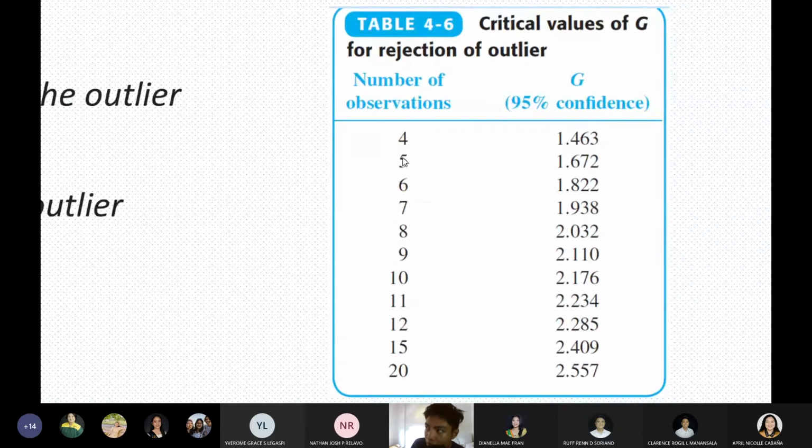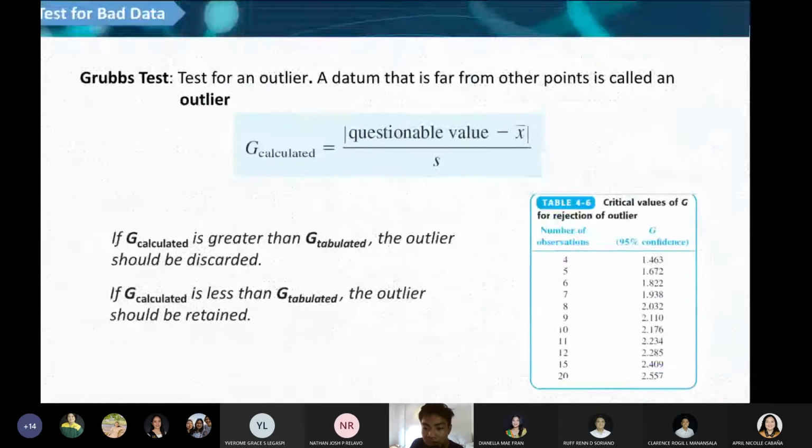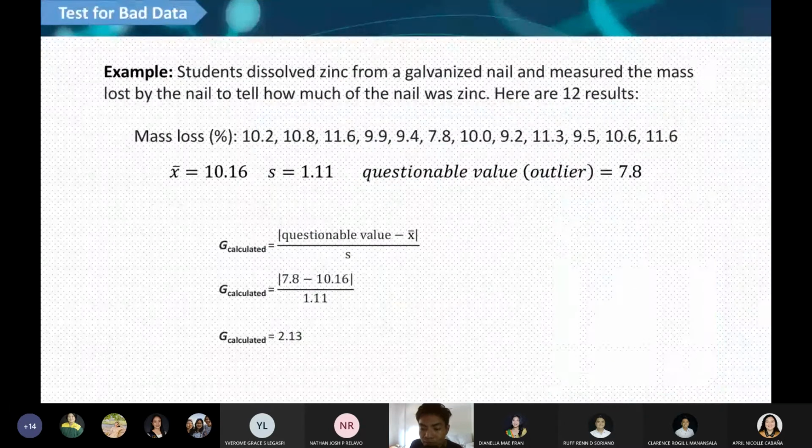So for every number of observations, there is a corresponding G value, okay? For 9 measurements, hanggang dito lang yung pwedeng G. For 12 measurements, hanggang dyan lang yung pwedeng value for G, okay? So ganun. Pag lumagpas dito, outlier na agad yon. Okay? So this is one example here.